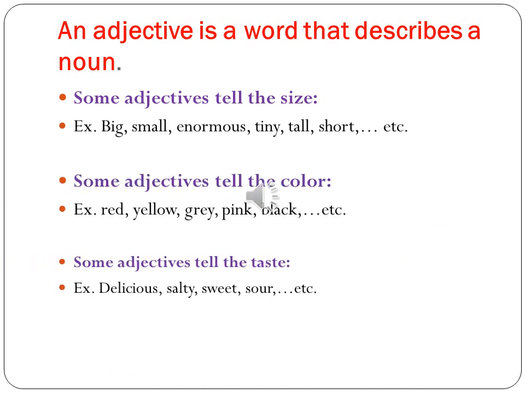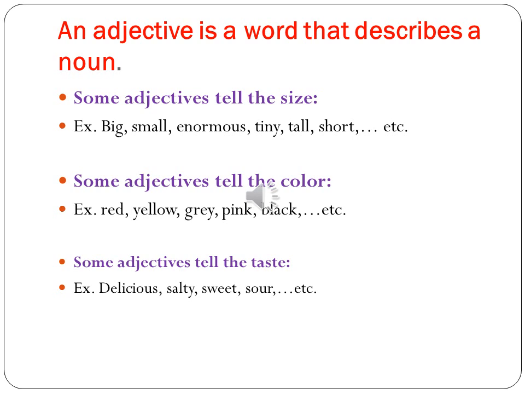Let's move to the other part of our lesson, which is the adjectives. An adjective is a word that describes a noun. Some adjectives tell the size of things, like big, small, enormous: a big house, a small mouse, an enormous whale, a tiny fly, a tiny insect, a tall tree or a tall tower, and a short girl or a short boy.